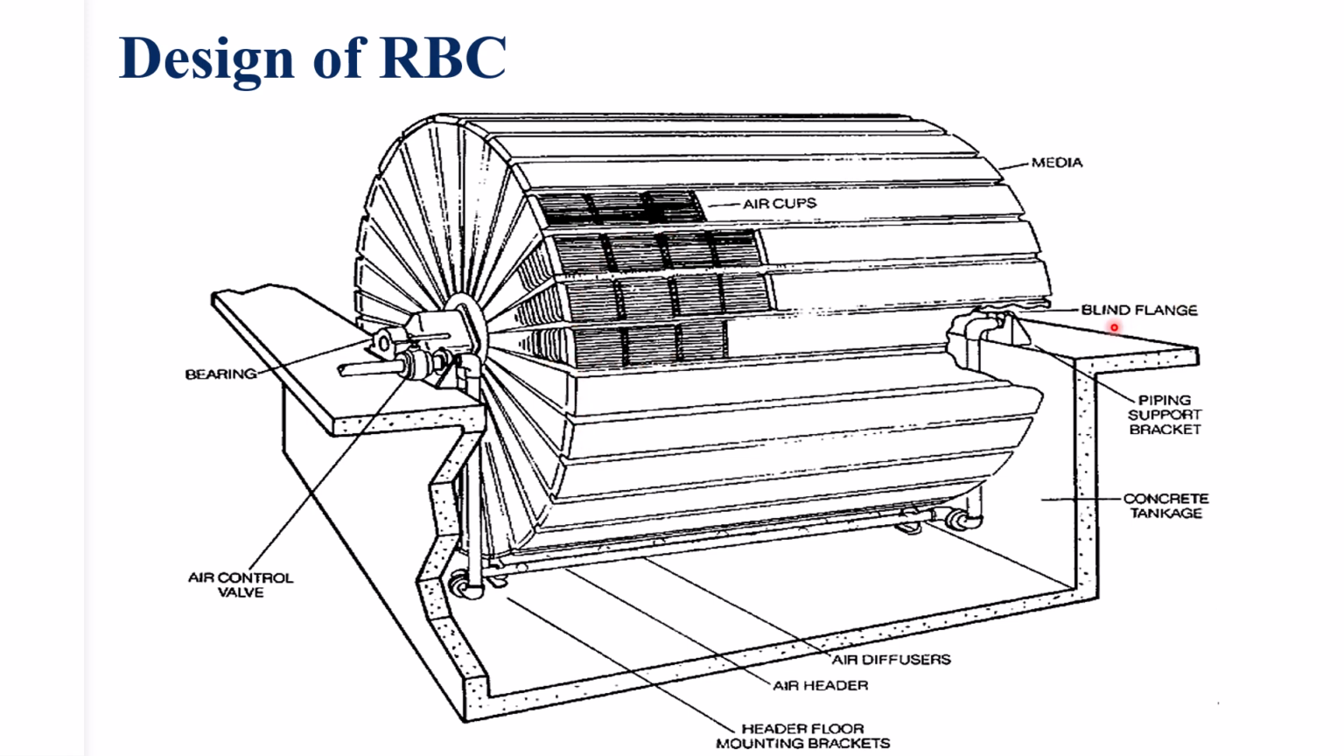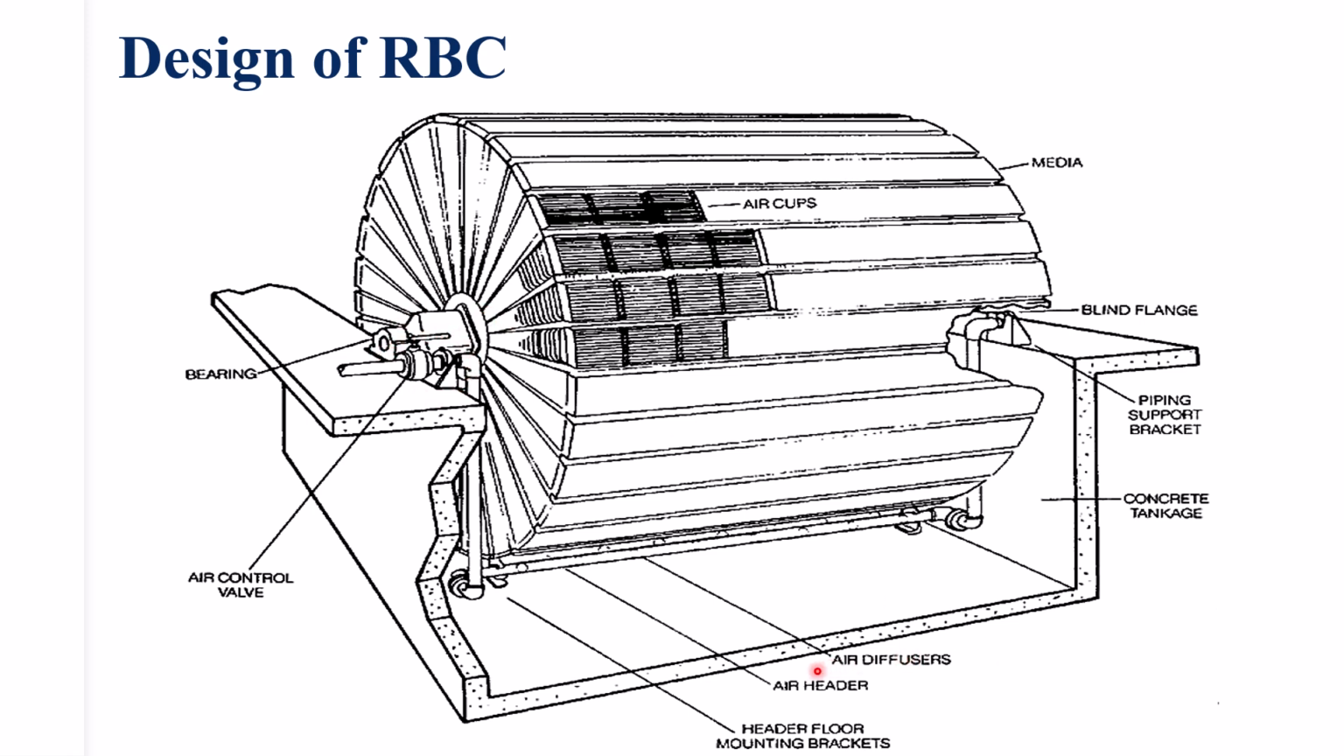Now the blind flange, which is at the end of the drum, ensures a controlled environment. The concrete tank structure with piping support brackets holds necessary connections in place. Now the bearing on this side allows the shaft to rotate smoothly, which is driven by a motor, whereas the air control valve regulates the supply of air for the diffuser.